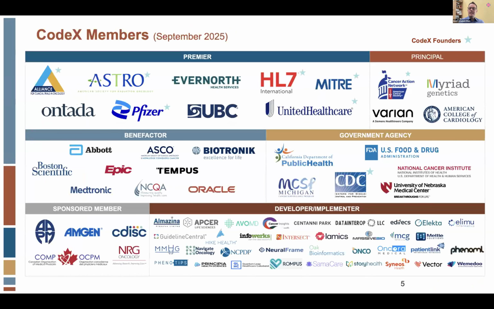I would be remiss if I didn't point to our membership, because HL7 CodeX is only as good as the organizations that participate, the perspectives that they bring, the resources that they offer in terms of data, in terms of skilled personnel, in terms of sometimes financial resources that all make CodeX possible. And so this is an organization that is constantly seeking new membership. And so if you're interested in learning more about CodeX, if you're interested in participating in CodeX, we'd love to add you to our list of invested members.